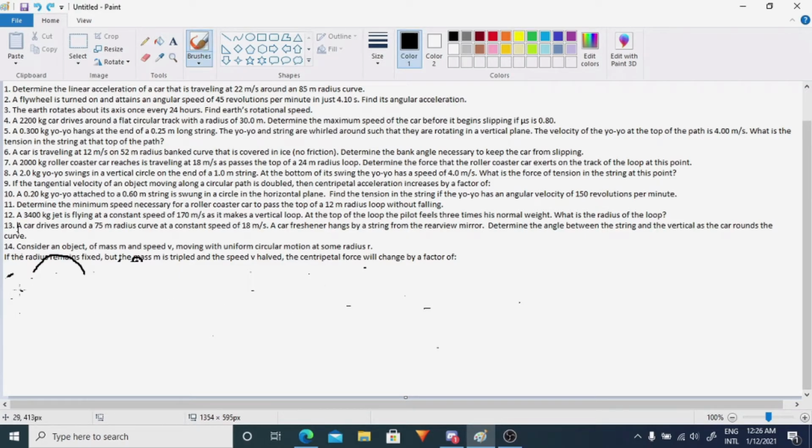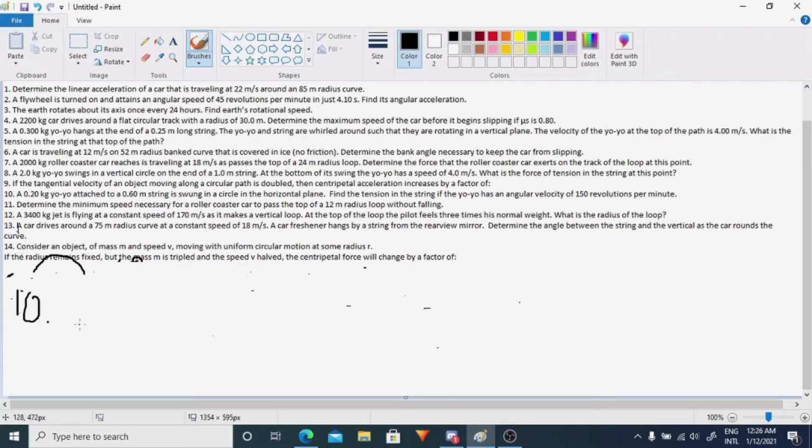All right, question 10. A 0.2 kilogram yo-yo attached to a 6.6 meter string is swung in a circle on a horizontal plane. Find the tension in the string if the yo-yo has an angular velocity of 150 revolutions per minute.